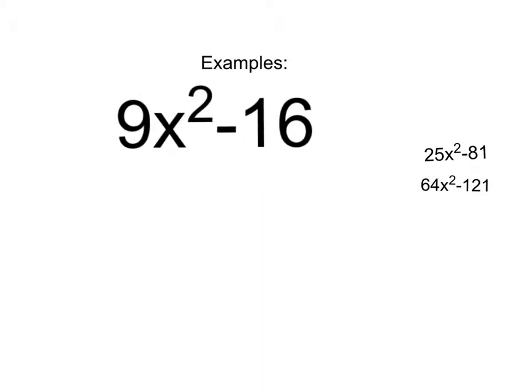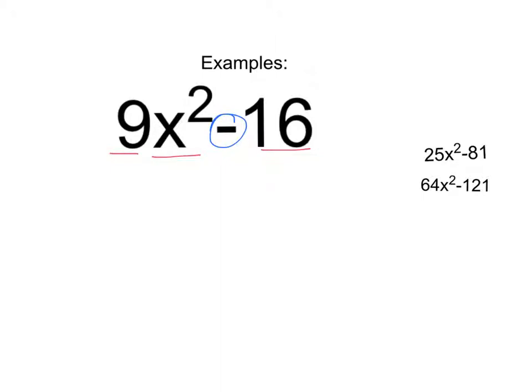Alright, so I've got 3 examples here. Let's go ahead and start with 9x squared minus 16. When we talk about this, the first things we need to look at are our values of a and c. Are they perfect squares? In this case, 9 and 16 are both perfect squares, and x squared is also a perfect square. Next up, are we talking about a difference? Well, we have subtraction, so we're good there. We have a difference of 2 squares.